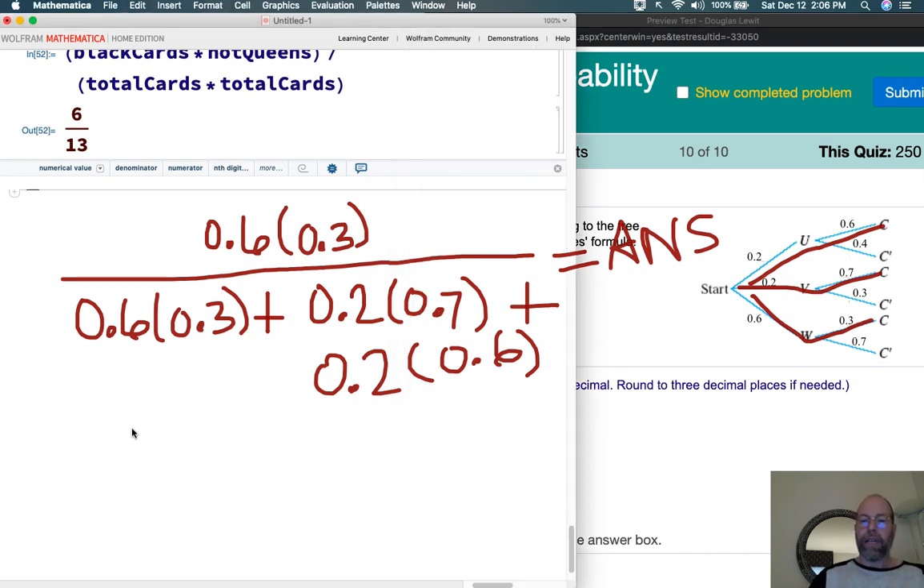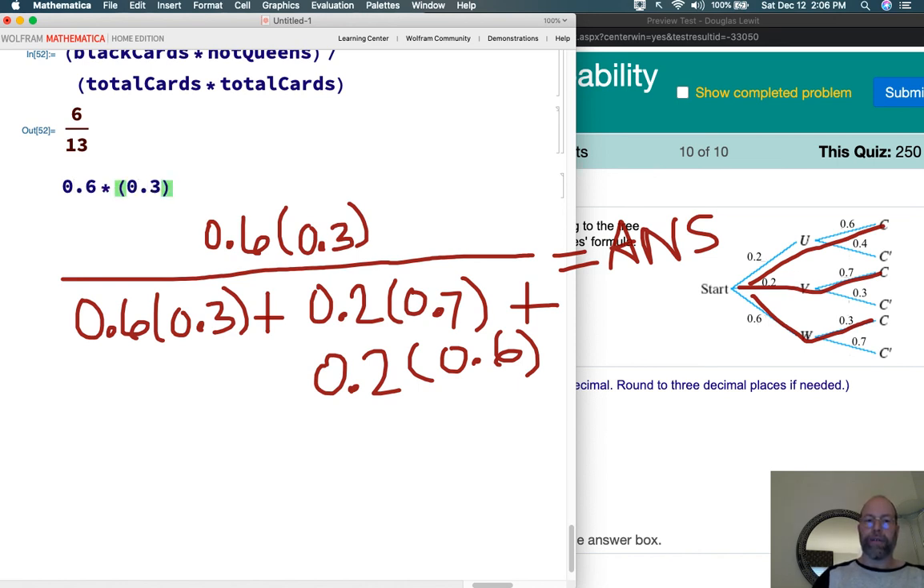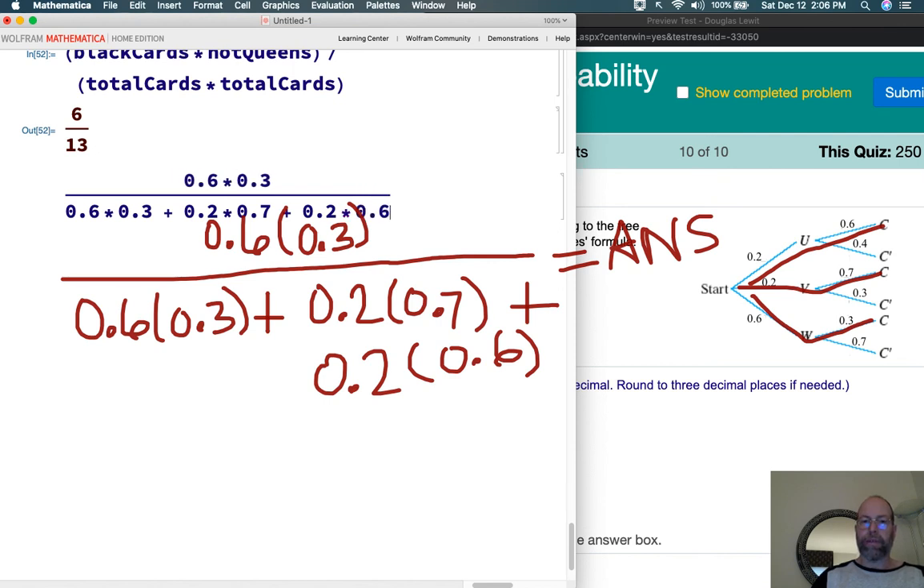So what is that going to be? 0.6 times 0.3. Control divide, but it's not quite what I want here. Highlight this whole thing, control divide by 0.6 times 0.3. Actually, I don't need parentheses here. 0.6 times 0.3 plus 0.2 times 0.7 plus 0.2 times 0.6.